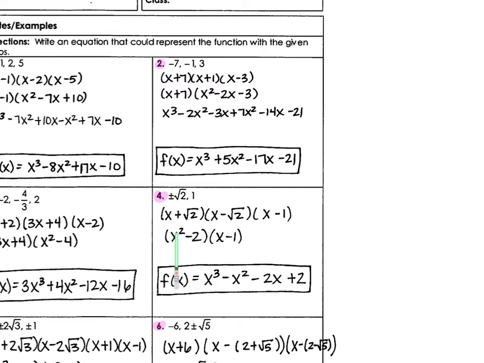Right here, again, I have x squared. Remember what I told you, right? x equals plus or minus square root of 2, right? If I square both sides, I get x squared equals 2. Then I can move that 2 over there, right? You have it right there. I'm going to FOIL, so I have x cubed minus x squared minus 2x plus 2.